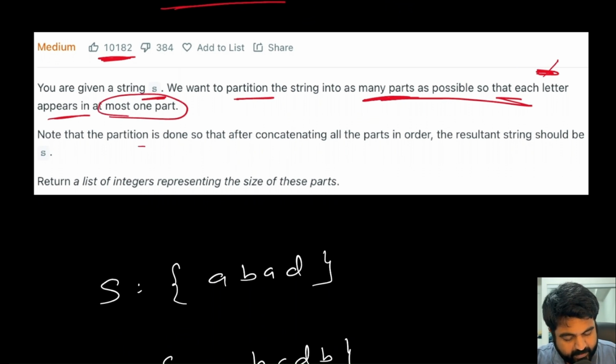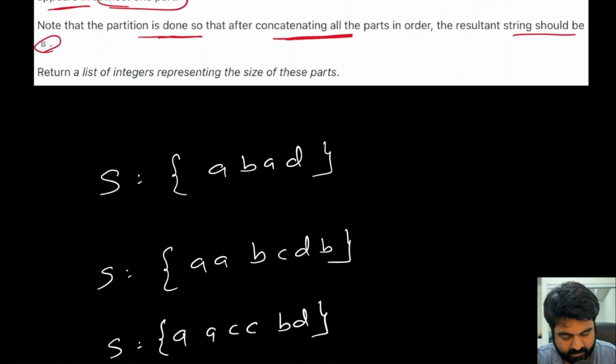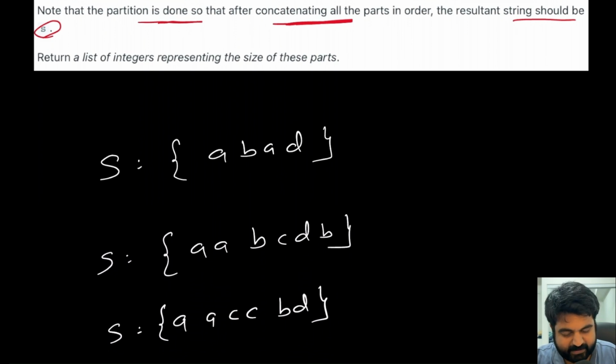Now note that the partition is done such that after concatenating all the parts in order, the resulting string would be string s. So we cannot just partition randomly from the middle of the string. It has to be sequential. Now let's try to understand it with some examples.